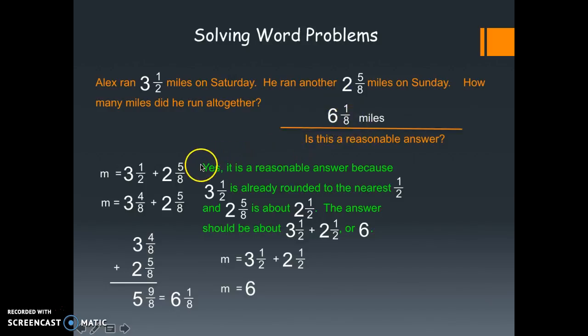Now I want you to look at this wording because you are going to have to use this same wording when you answer your questions today. So I would say yes, it is a reasonable answer because 3.5 is already rounded to the nearest half. 2 and 5/8 is about 2.5. So the answer should be 3.5 plus 2.5 or 6. And as you can see, it is.